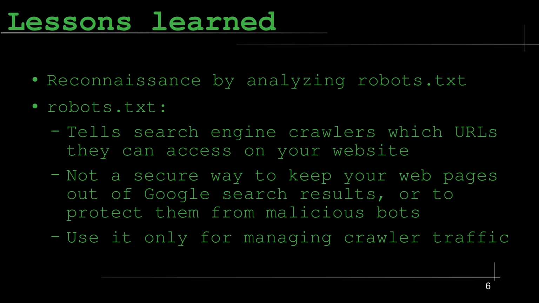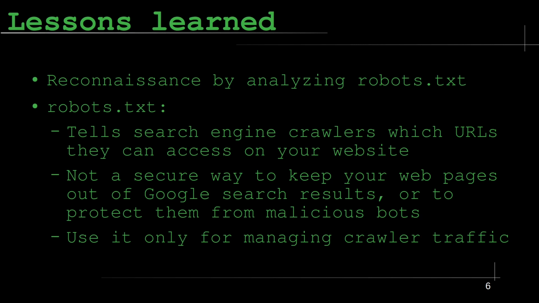Now that we've solved the challenge, let's summarize the main lessons learned. Robots.txt is a file that tells search engine crawlers which URLs they can access on your website, mainly to avoid overloading your server or crawling unimportant pages. However, robots.txt is not a secure way to keep your web pages out of Google search results or to protect them from malicious bots, because it is public, optional, and bypassable.